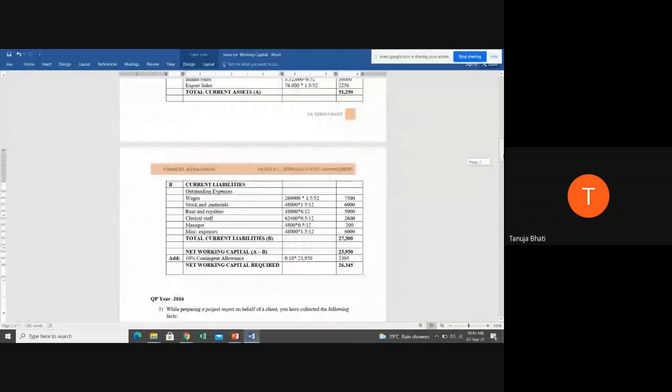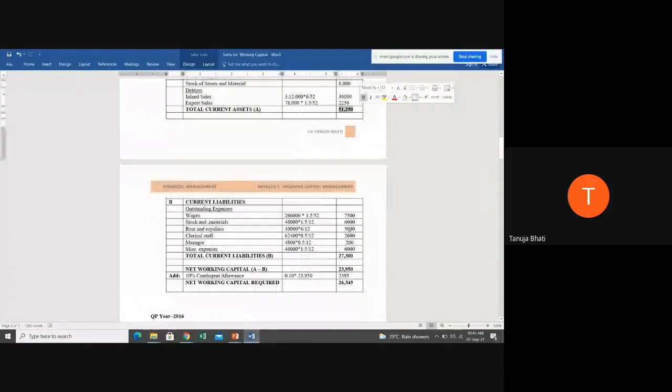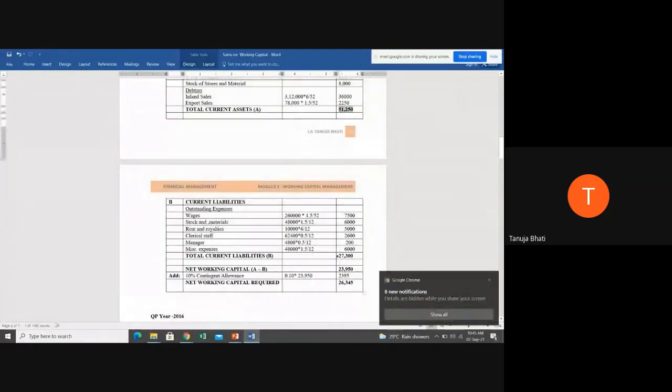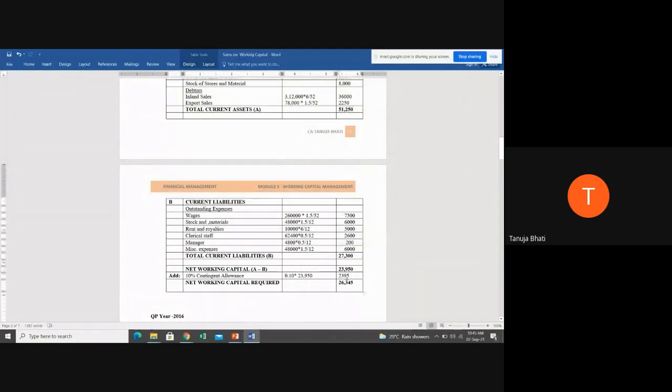So what we have done, total current assets minus total current liabilities, we have got the net working capital, 20,950. To that, we have added 10% contingency, that is 23,950 into 10%. We have got 2,395. So working capital required is 26,345. Is this clear to everyone?